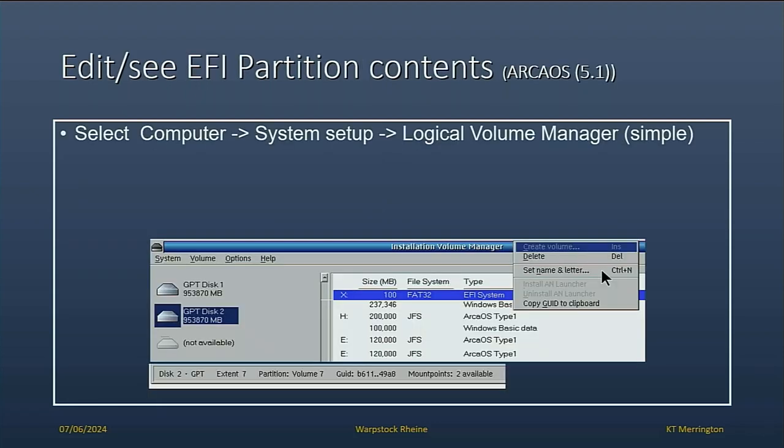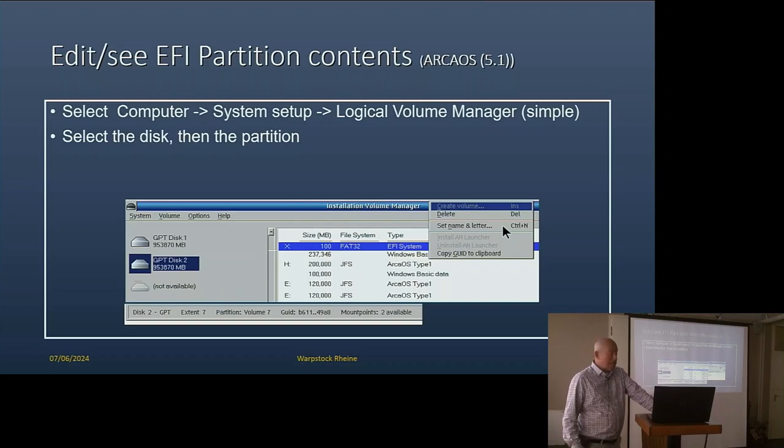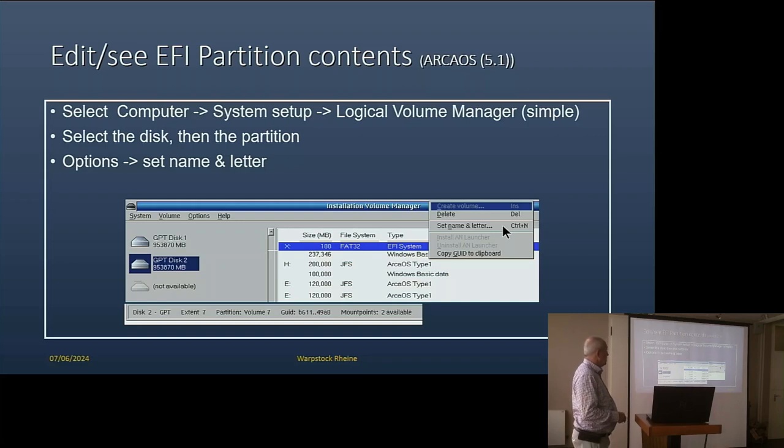Okay, how can we see an EFI partition? In OS2, it's simplicity itself. It's unbelievably easy. You go to computer, system setup, logical volume manager, the simple one. Then you select the disk, in this case disk 2. You go to options, set name and letter. Easy. So you say, this partition, I want to have the drive letter X. So when you look at drive letter X, you see what you just saw on the previous slide. Simple. Of course, save and exit, otherwise it doesn't work.